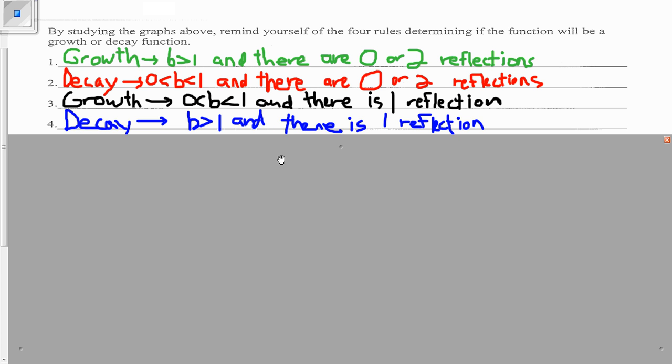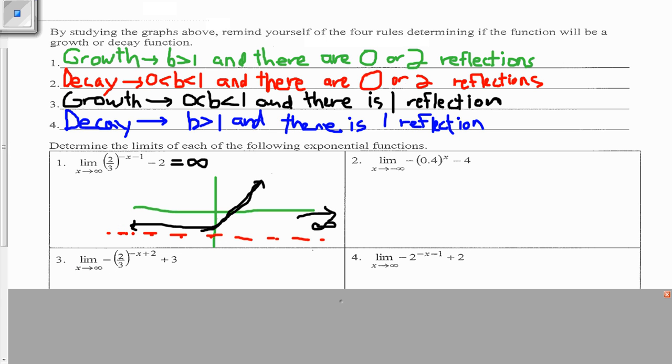Quickly try to see if you can sketch 1 through 8 and come up with what the limit is. I will write these down. You can check them in a few minutes.